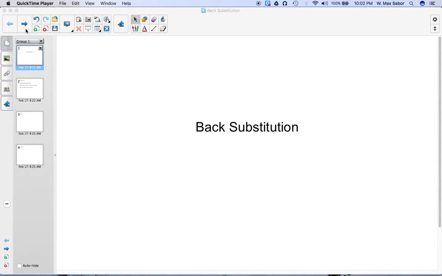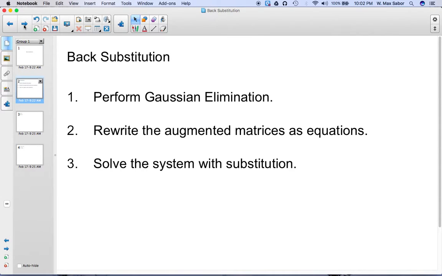Solving with back substitution is a different way of continuing after Gaussian elimination. So, with back substitution, you want to perform Gaussian elimination, then rewrite the augmented matrices as equations. Remember that we originally write them from equations as augmented matrices. Once we finish the Gaussian elimination, we're going to write them back as equations and then solve that system with substitution.